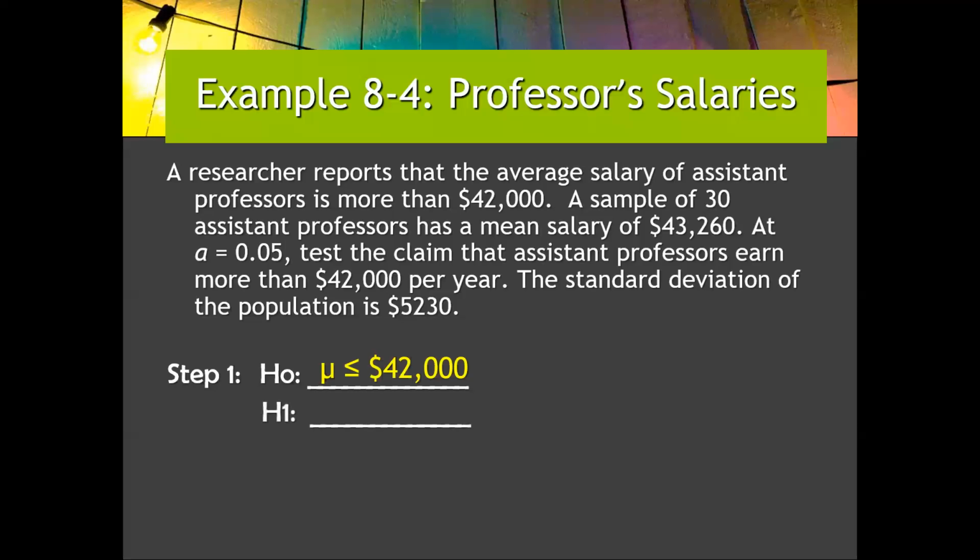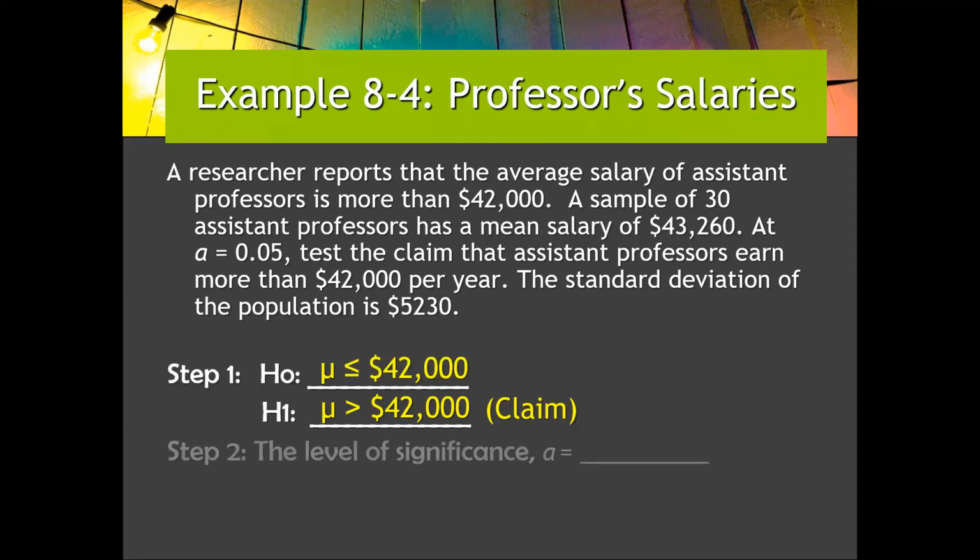Now, the alternative hypothesis. This is what is being tested. The alternative hypothesis is the researcher reports that the average salary of assistant professors is more than $42,000. This is the claim. So, the researcher is conducting a test to prove that his claim is right. Step 1, done. Now let's move on to the second step.